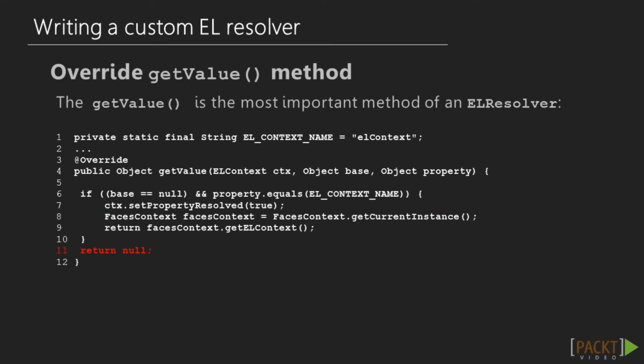Final stop is at line 11. In order to understand this line, think that other expressions may pass through this resolver, not just our EL context expression. In such cases, the EL context resolver will not be able to resolve them, so we have to return null.